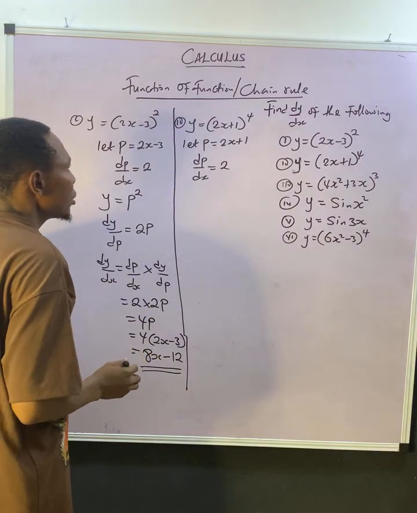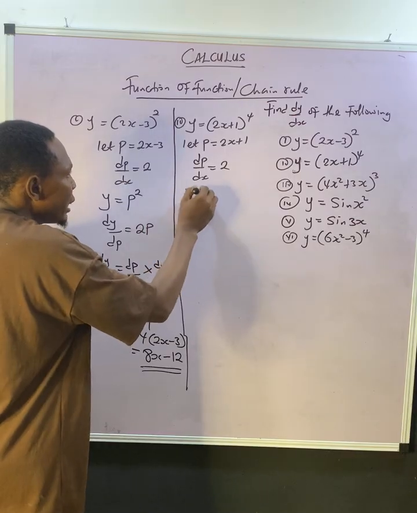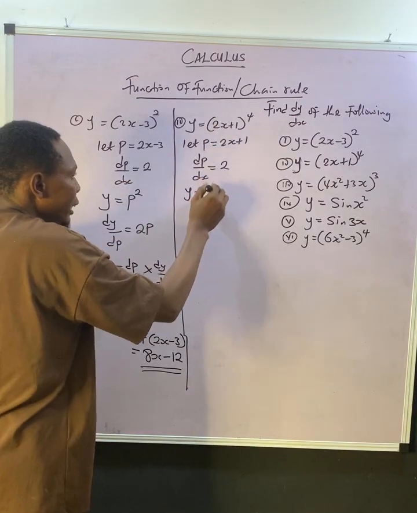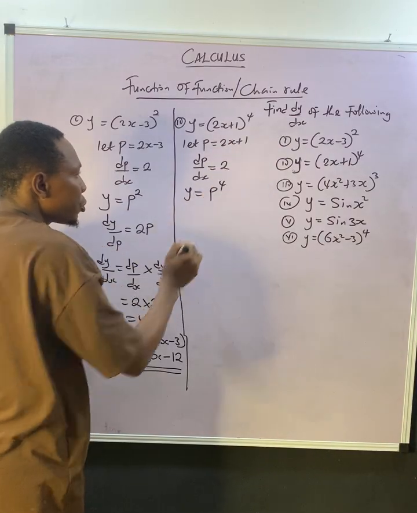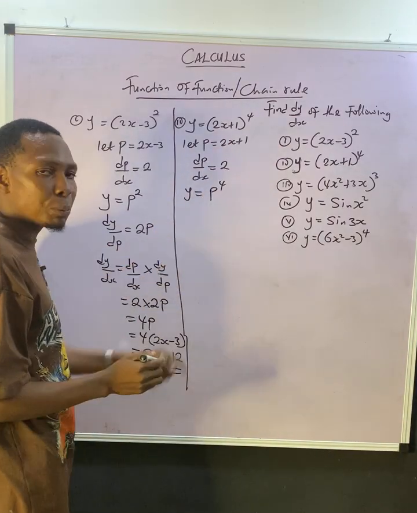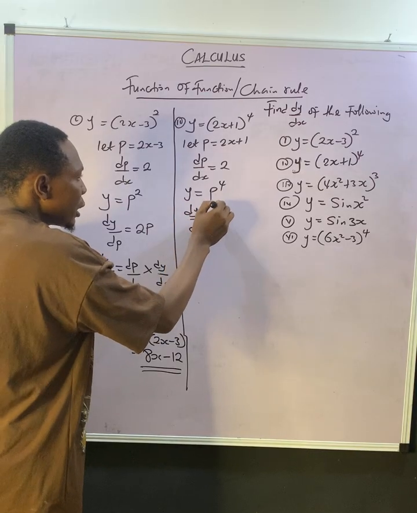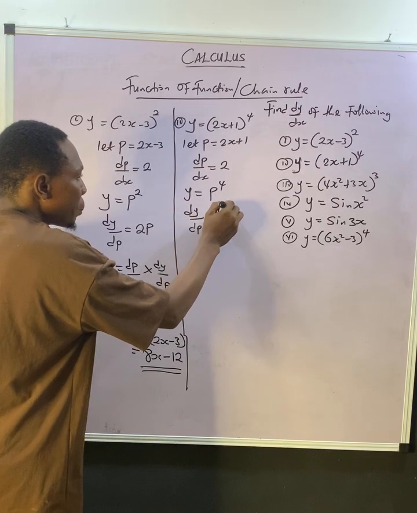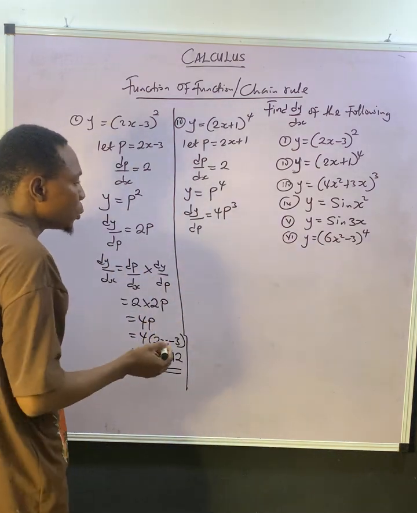Then after that, you rewrite the question in terms of p. So our y equals everything inside the bracket, which is the same thing as p, raised to the power of 4. You now differentiate your y with respect to p. So we have dy over dp, which gives us 4p cube.